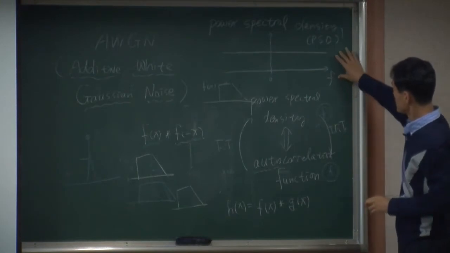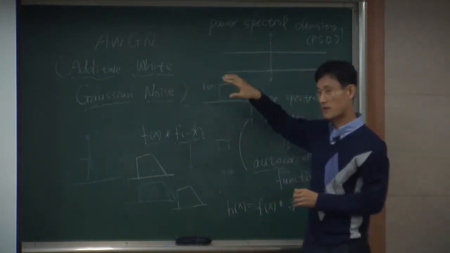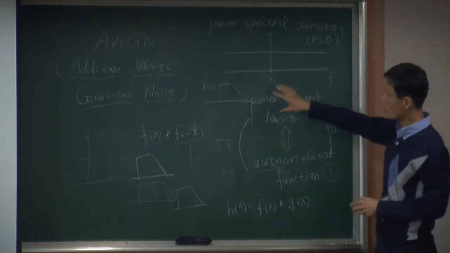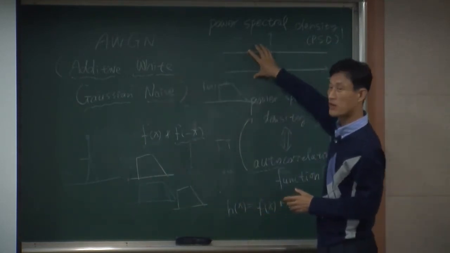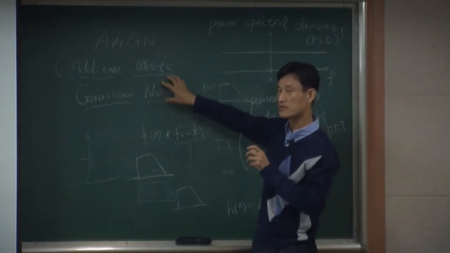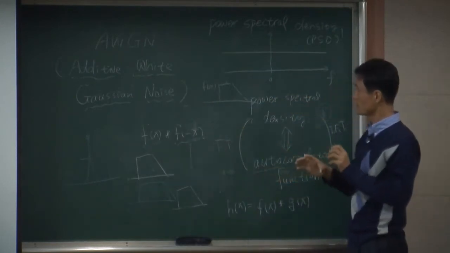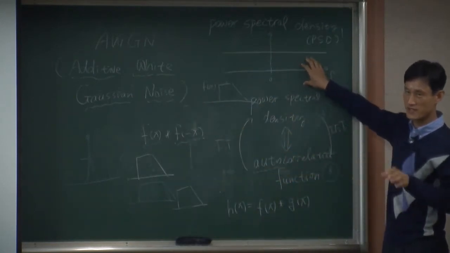So now let's come back to this white condition. This is a condition of white in spectrum. So our noise has this kind of power spectral density. That's why we call this noise white. Our noise is white because our noise has this power spectral density.